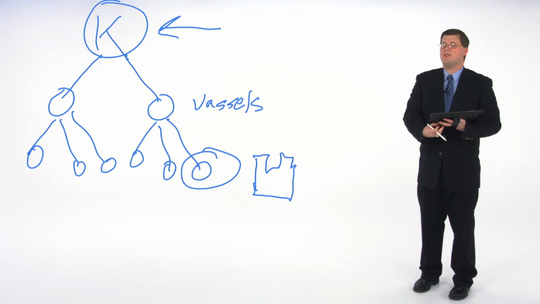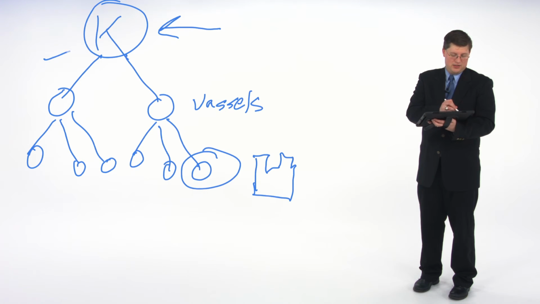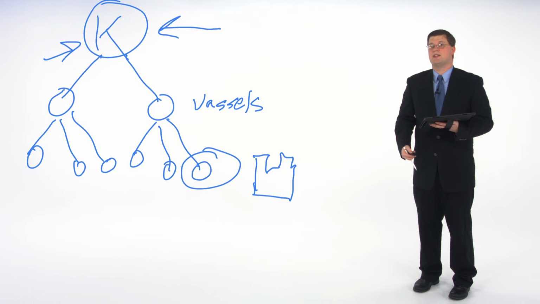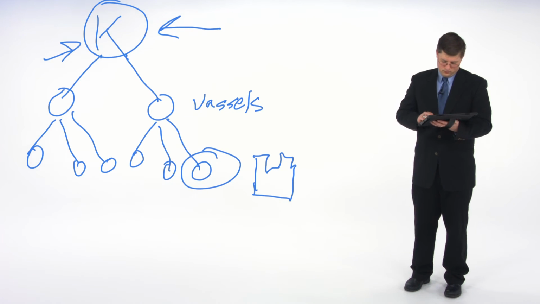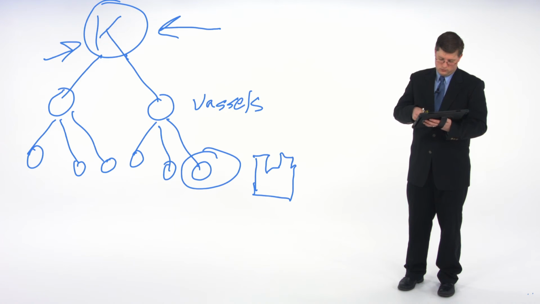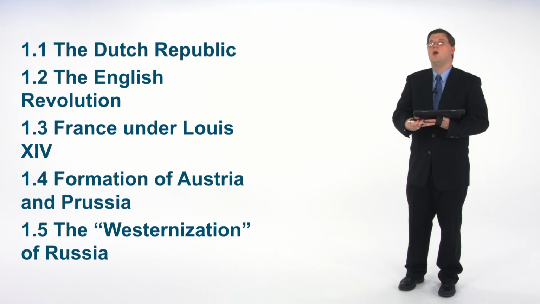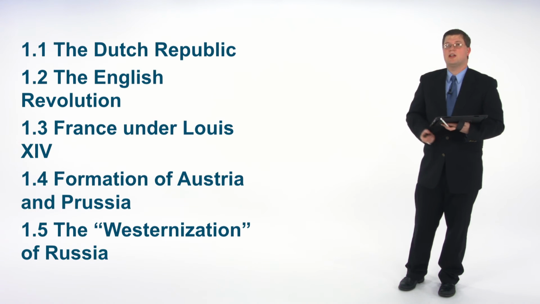And so the process that we're going to talk about in this lecture is the king, the man at the top, growing frustrated with this system of feudalism and trying to change it. And so how are we going to trace these changes? Well, we're going to look at several examples.